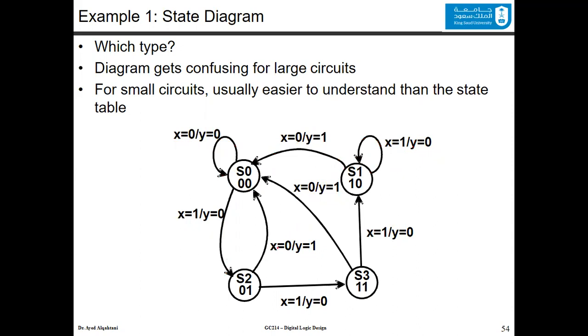I'll do it for another state. If you are in the current state 1, 0, S2, and the input is x equal to 0, then the next state would be 0, 0, meaning S0, and the output is going to be 1. Now, if you were asked which type this machine is, since the outputs are on the arcs everywhere, then this is a Mealy machine.